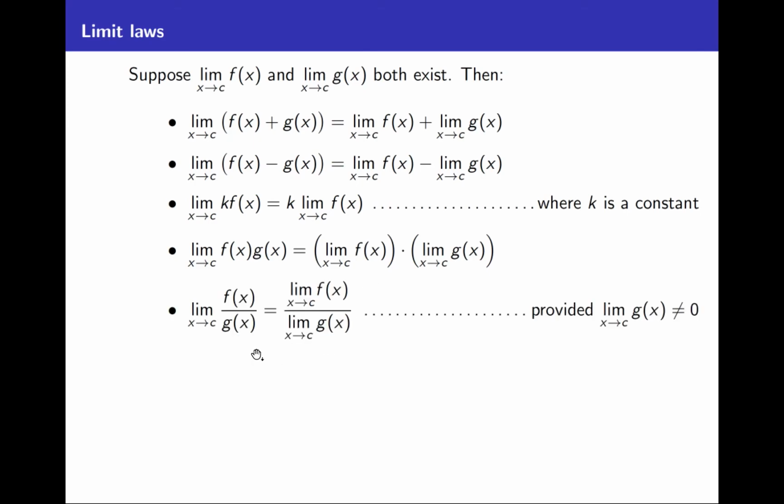Likewise, there's a rule for quotients. The limit as x approaches c of f of x over g of x is the limit as x approaches c of f of x divided by the limit as x approaches c of g of x. And here, this is always going to work except when the limit as x approaches c of g of x is equal to 0, because then you can't divide by 0, and the rule breaks down. So this rule holds provided that the limit as x approaches c of g of x is not 0.